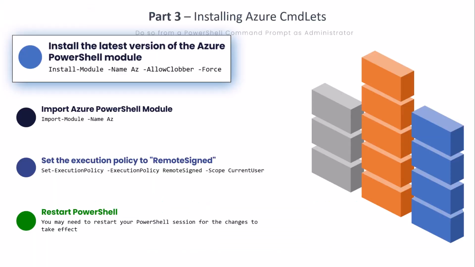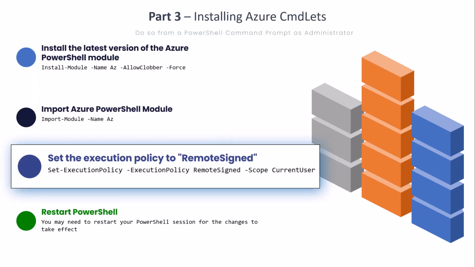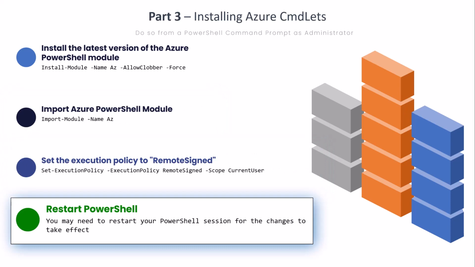Okay, let's wrap up this module. As we saw a moment ago, we installed the PowerShell Azure CmdLets. We imported them. We set the execution policy. We restarted PowerShell, restarted Visual Studio.